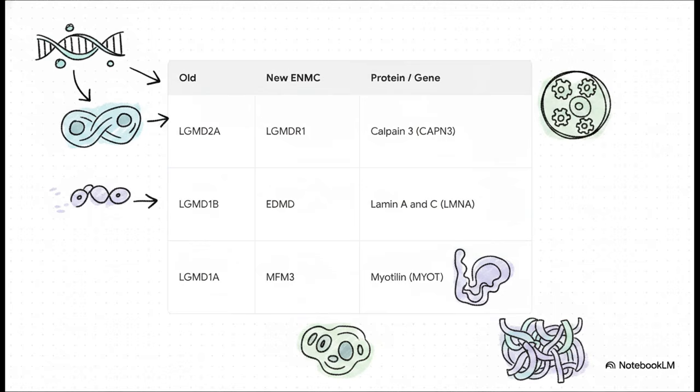It's also super important to note how old categories are being entirely reclassified based on that anatomical map we just talked about. LGMD1B is now classified under Emery-Dreifuss because it's a laminopathy, and LGMD1A is categorized as a myofibrillar myopathy type 3 because it involves myotilin. It's a real game changer for how we categorize these.